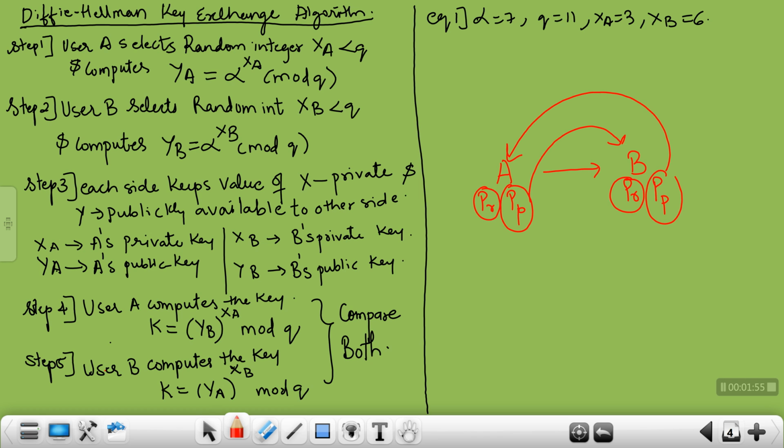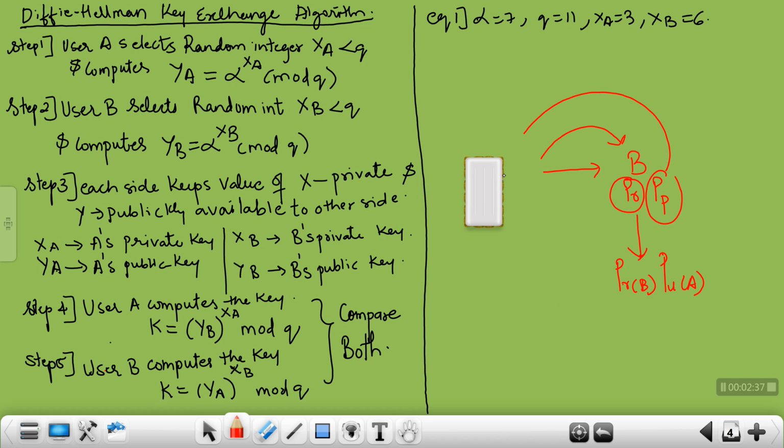The public key of B will be easily visible to A. So what will they do to compute the key? To compute the key, A will take the help of the public key of B and the private key of itself. Similarly, B will use its own private key and the public key of A. So they are exchanging the public keys, but the private keys remain secret. That is what we are going to learn today in the Diffie-Hellman key exchange algorithm.